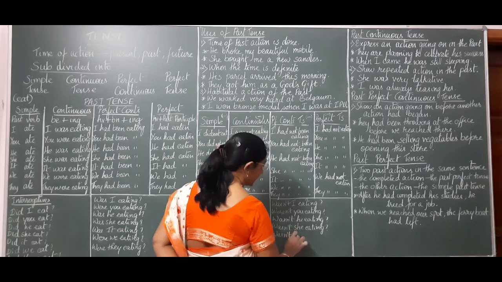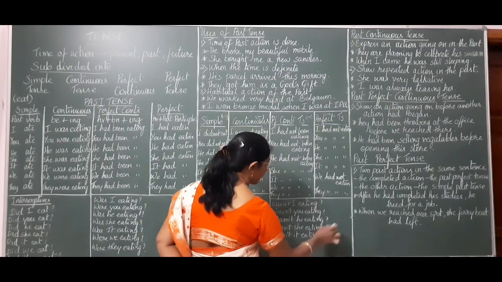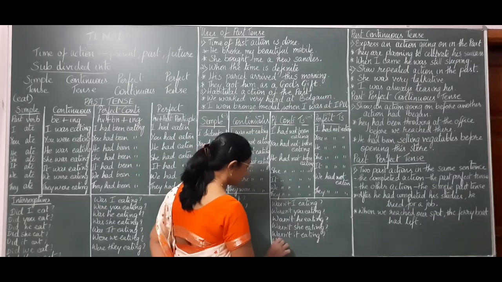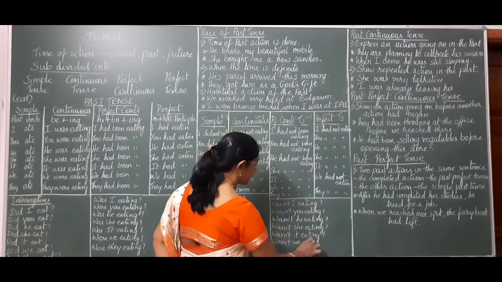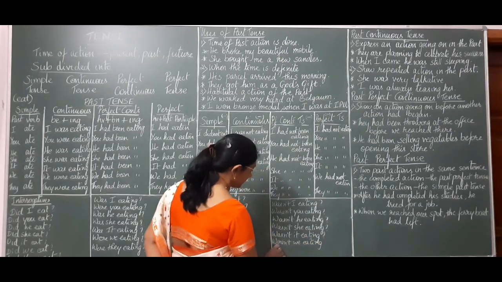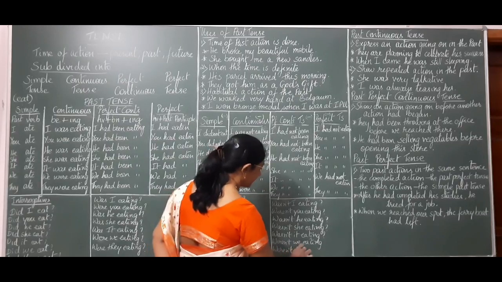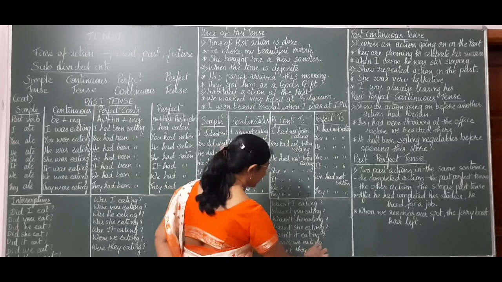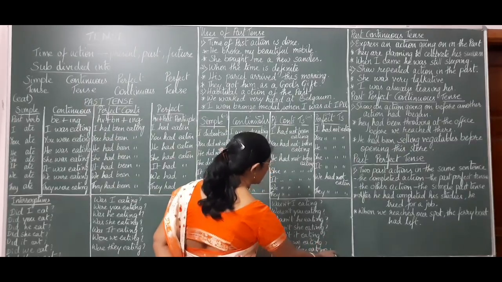Wasn't it eating? First person plural, weren't we eating? Third person plural, weren't they eating? End up with a question mark.